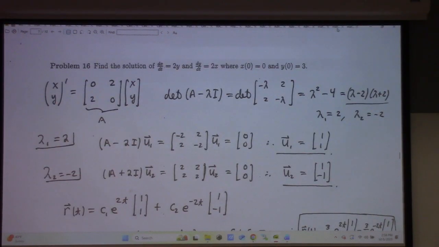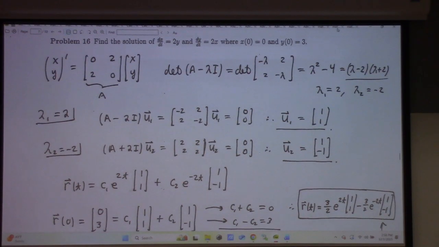Let's see here. System, right? This one has got what? Distinct eigenvalues, so we get linearly independent eigenvectors. Our general solution is the eigensolution, yay.